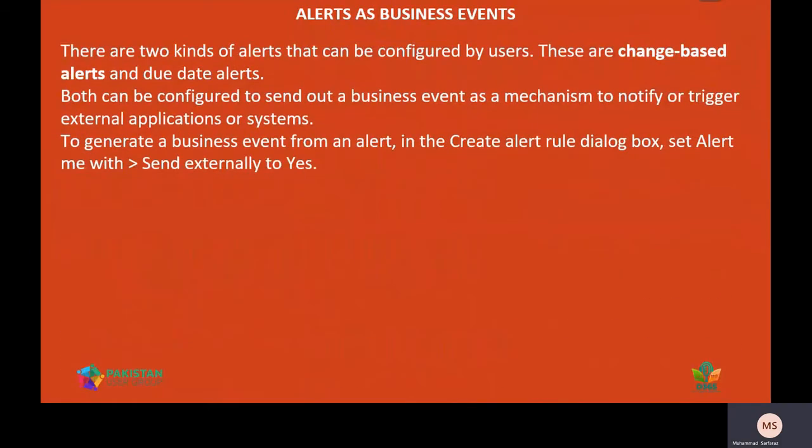And then there are alerts. You can also configure your alerts to raise business events. There are two kinds of alerts: change-based alerts and due date alerts. Both can be configured to send out an event. And the process is fairly simple. You just need to check Set alert with me and set External to Yes in order to enable a certain alert to send a business event.